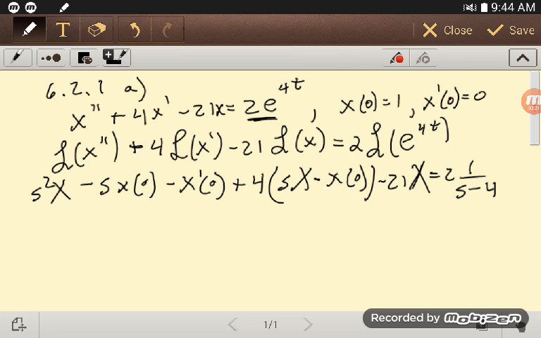All right, now I want to substitute in for my initial conditions and collect all my x terms. So I'm going to have x times, and I have an s squared from here, so that's taken care of. Here is a 4sx, so plus 4s, so that term's taken care of. And then a minus 21. Now notice, that's just our characteristic polynomial from chapter 4.